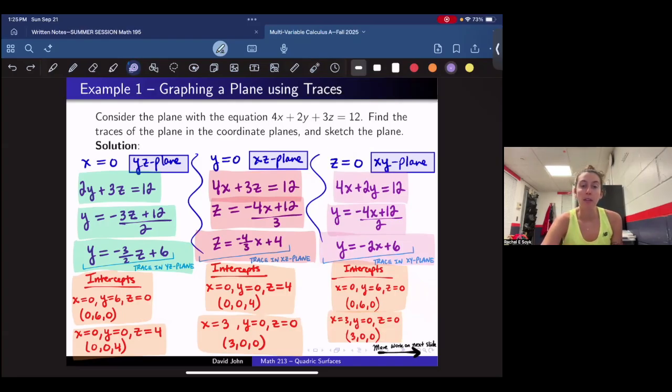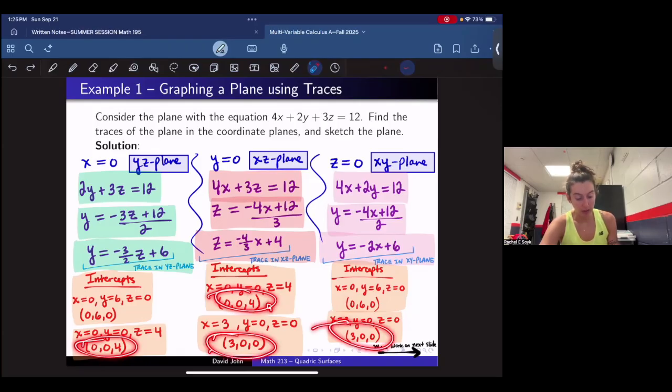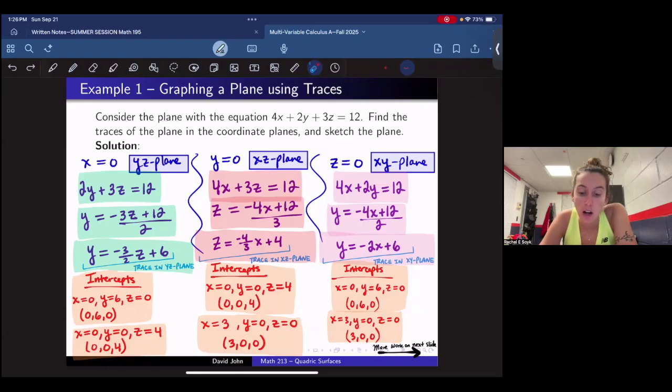So what does this tell us? You can notice that there are some intercepts that have been repeated. We have 0, 0, 4, we have our 3, 0, 0, and then we have our 0, 6, 0. So we really have 3 intercepts.